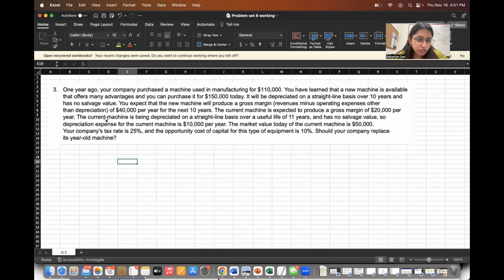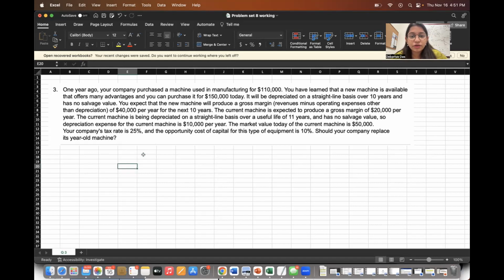The current machine is being depreciated over 11 years, no salvage value, and they gave you a per year depreciation value for the current machine. The market value today of the current machine is this. So you're going to sell it. If you want to sell it today, you'll sell it at 50,000. Your company's tax rate is 25%, cost of opportunity. This is fine.